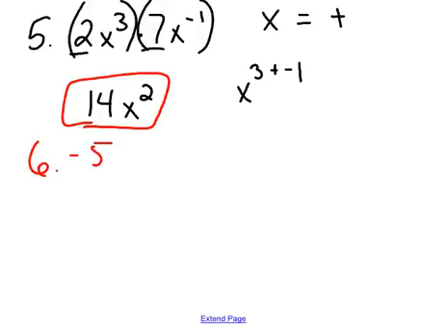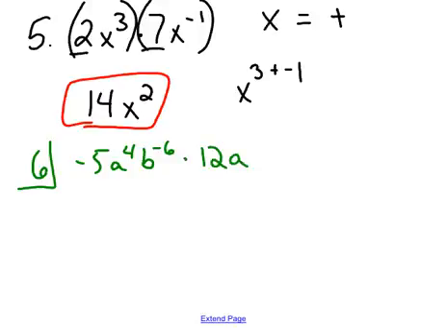So 6 was negative 5a to the negative, blah, blah, blah. Let's not use red. We already used red. So 6: negative 5a to the 4th, b to the negative 6 times 12a b squared. That b squared looks silly. Sorry about my handwriting, it's late. Okay, now this is multiplication again. If you like parentheses, that's fine too.